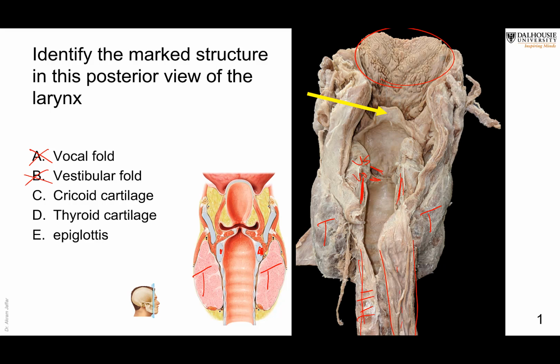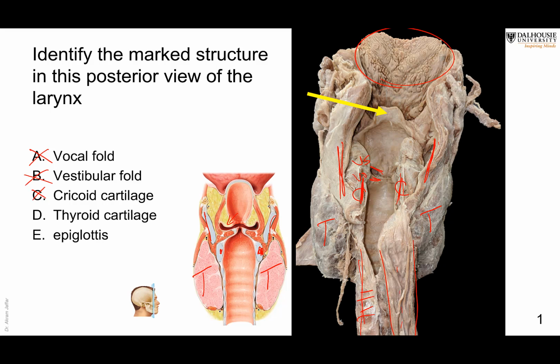It's not the vestibular fold. The vestibular fold is this one, higher than the vocal fold. It's not the cricoid cartilage. Here's the cricoid cartilage. And it's not the thyroid cartilage. The thyroid cartilage is located more laterally here. So it is located in this region.